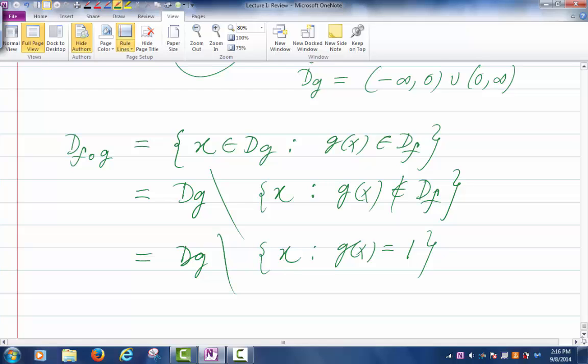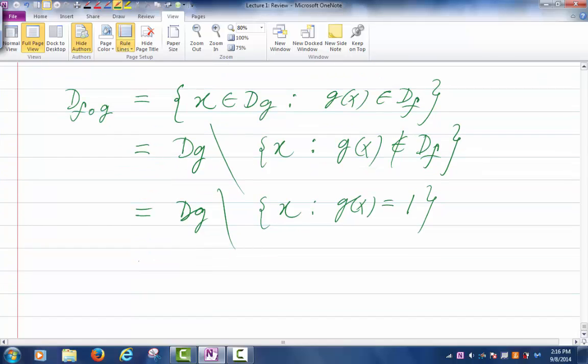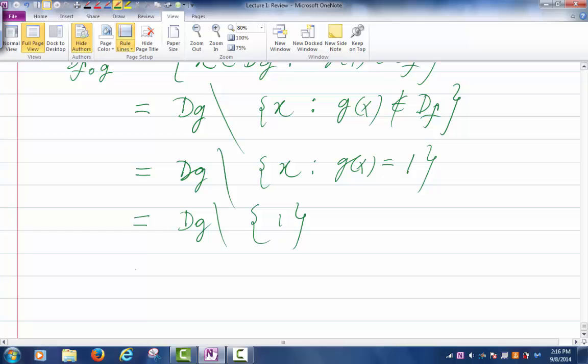Okay? And we know that the domain of G is everything but 0. And I think G of x would be 1 when x is what? G of x is 1 when x is exactly 1, right? Because G of x is 1 over x. So I get rid of just 1, right? From the domain of G, I get rid of 1. So what do I get? I get everything except for 0 and 1. So negative infinity to 0, 0 to 1, 1 to infinity.